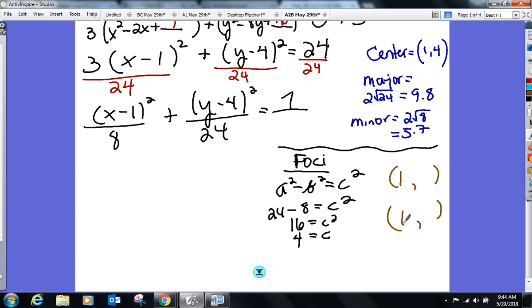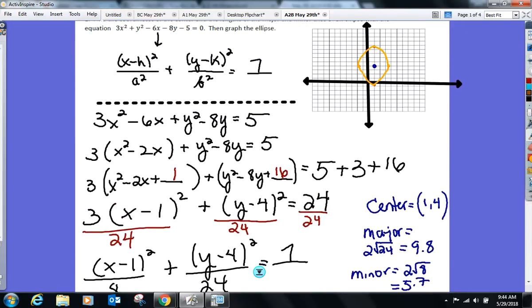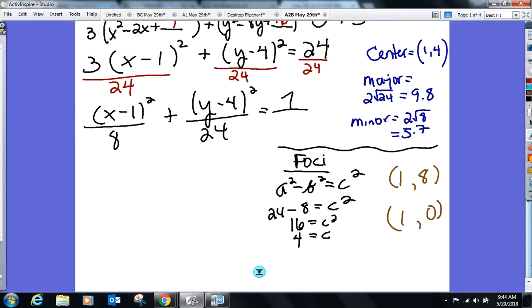What's your new foci? 1, 8, and 1, 0. All right. Questions. One doesn't make you great here. I'm going to do the next one, and then you're going to do the third one on your own, but then you're going to come up here and show some work. Yep, getting out of your seats a little bit.